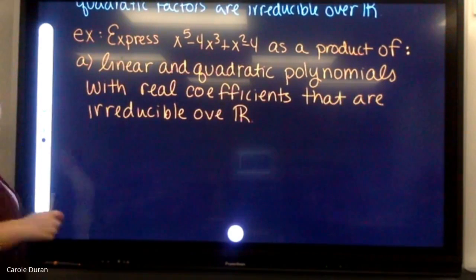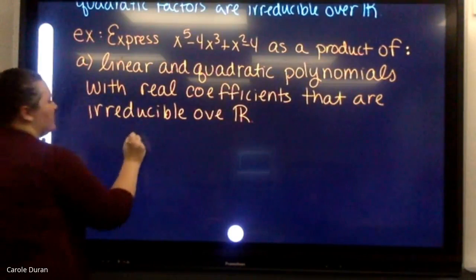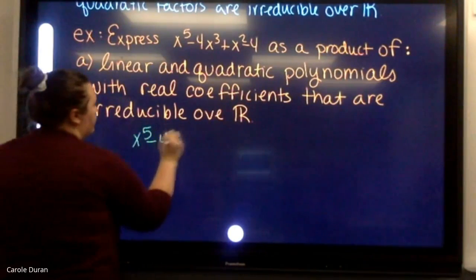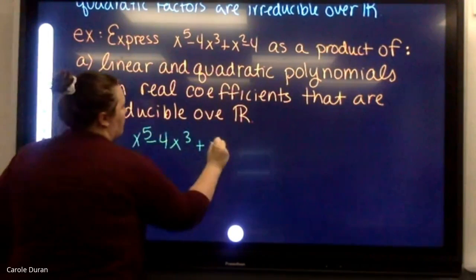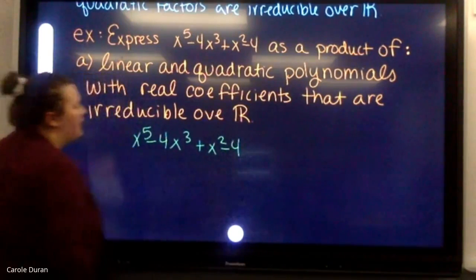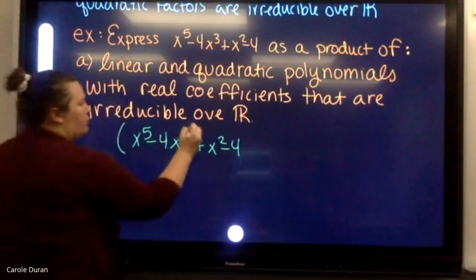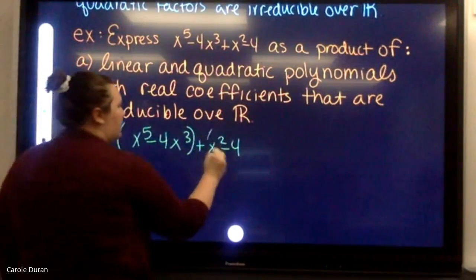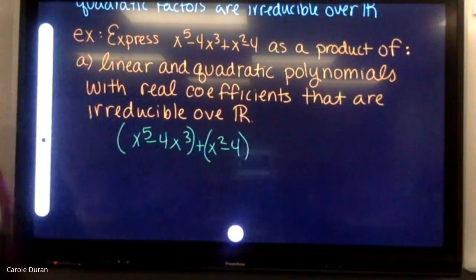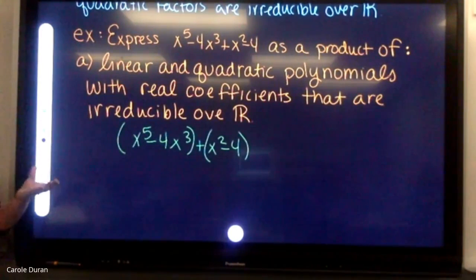First thing I'm going to do is go ahead and rewrite the polynomial that I'm dealing with, and figure out the best way for me to start factoring this. Anybody have an idea? Molly? Grouping. So I'm going to group these first 2 terms together, and then I'm going to group my second set together. And I'm going to ask myself, what do these first 2 terms have in common?